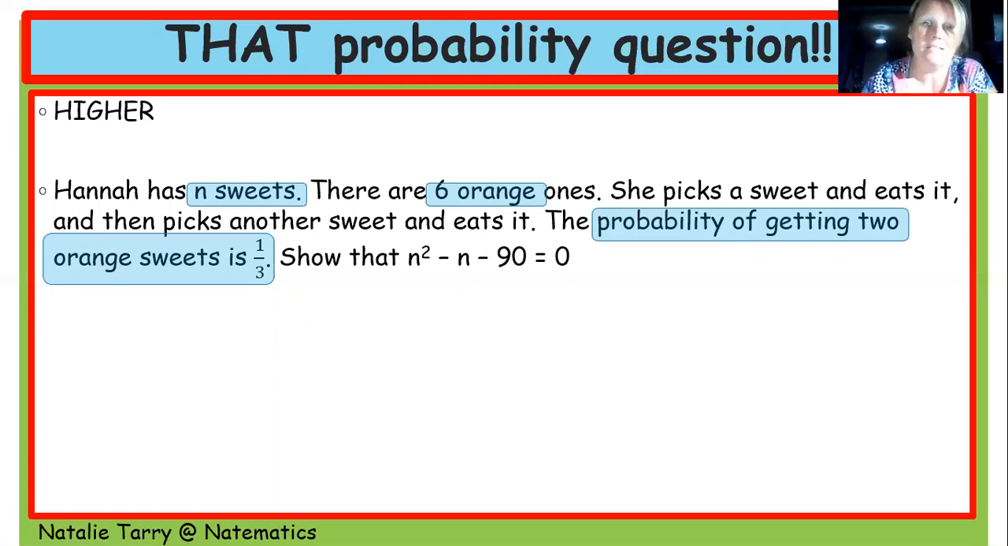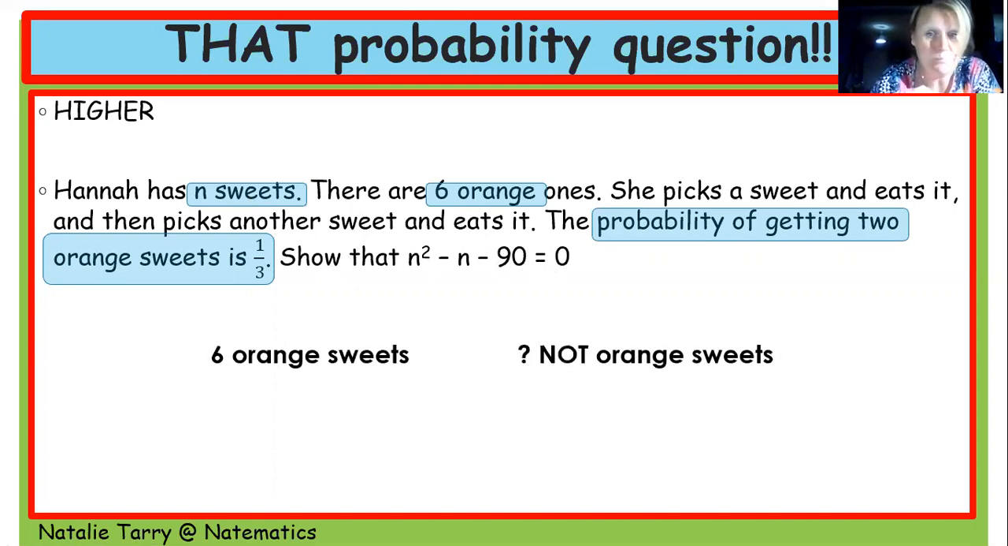At this point, I'm not even going to think about this, okay? I'm going to look at what I've got in the rest of the question and think, well, what do I know that can connect things with probability, picking something, eating it, picking something else and eating it. So what can I do with that? So we've got 6 orange sweets. So how many are not orange sweets?